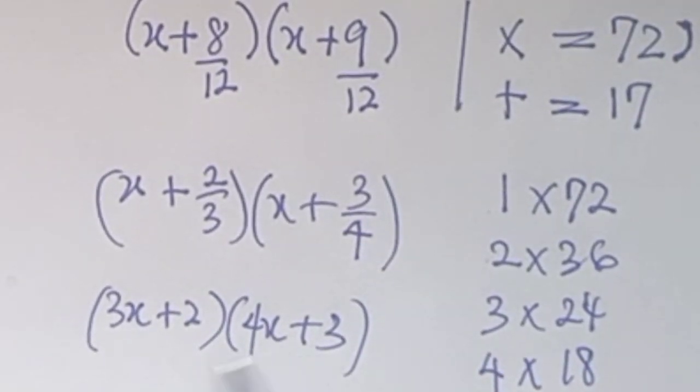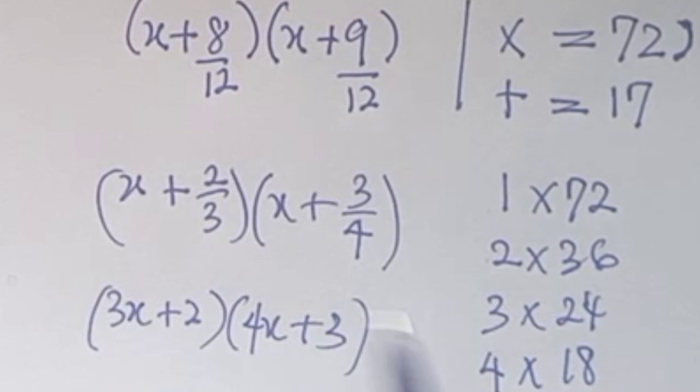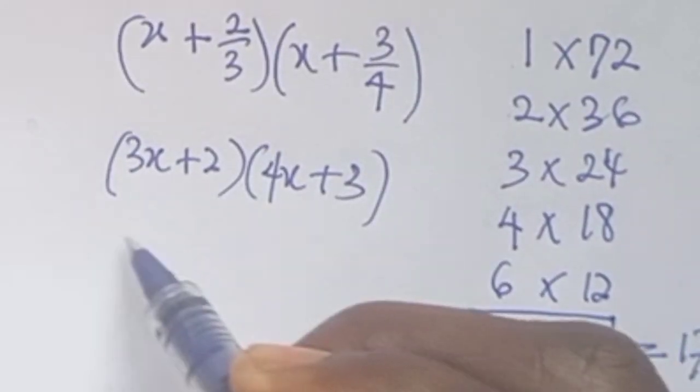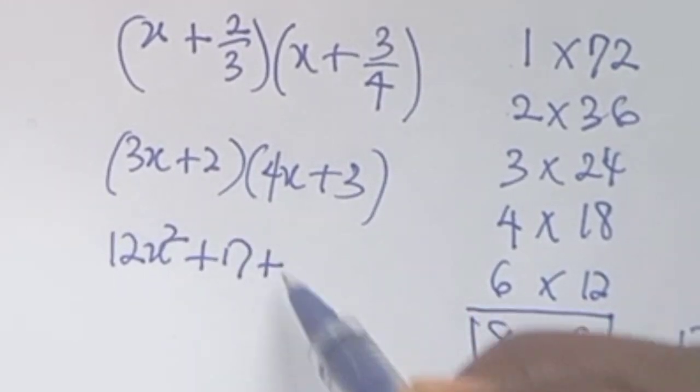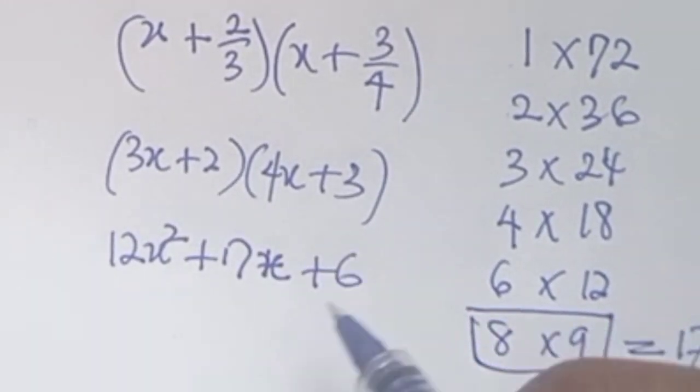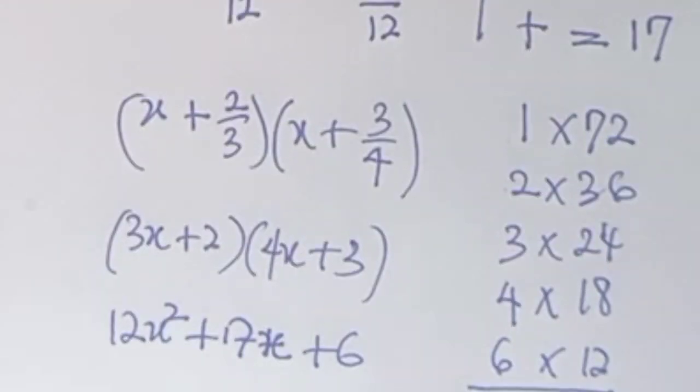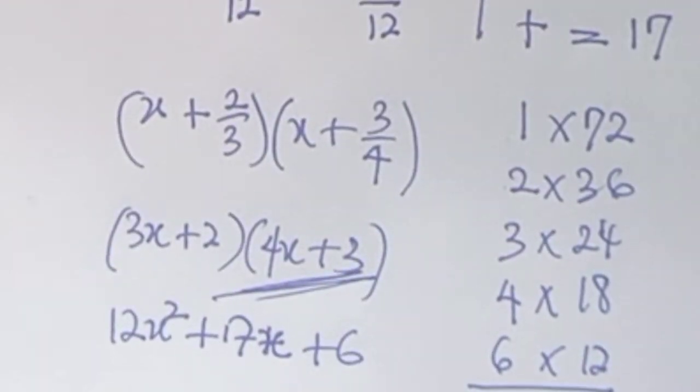And of course, if we open these two brackets by multiplication, we will derive back our original equation. That is, this eventually becomes 12x to the power of 2 plus 17x plus 6. So this is our answer.